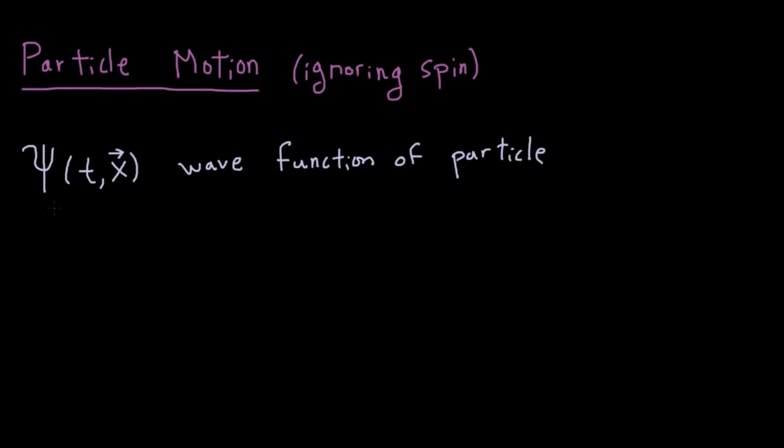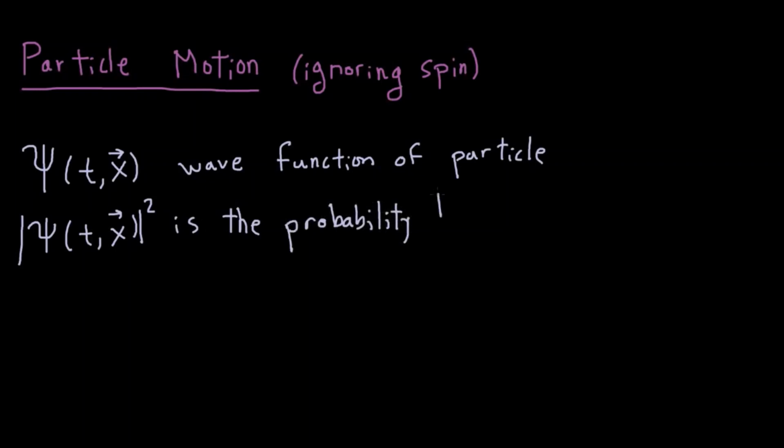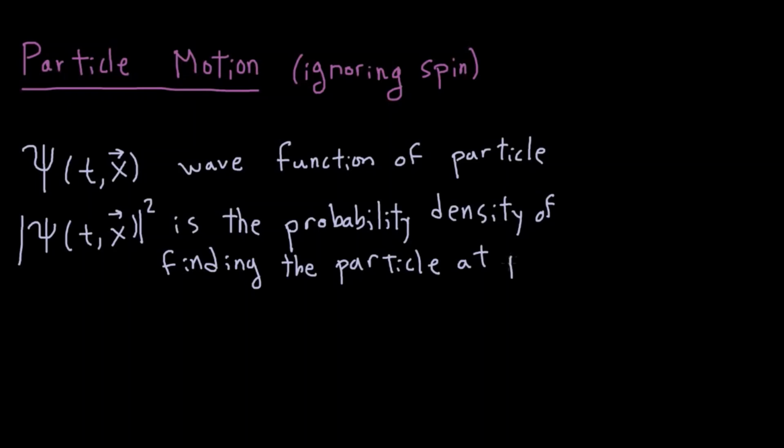Okay, so if you know this wave function, what does it tell you? Well, the absolute value of psi of t and x squared is the probability density of finding the particle at position x at time t.